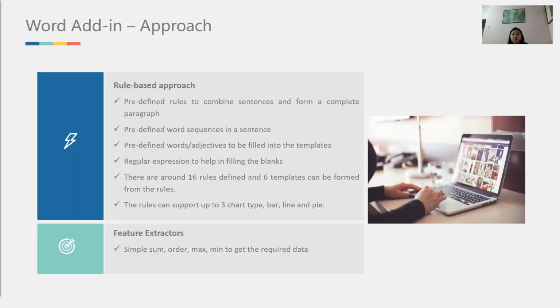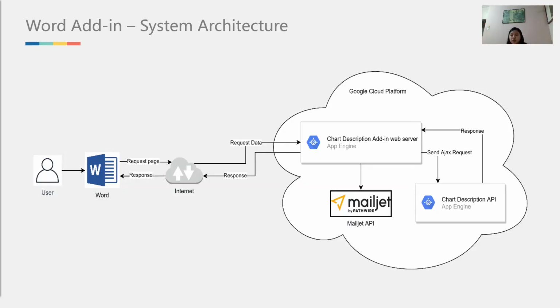The approach used in Word add-in is slightly different from expert search. It uses the rule-based text generations. There are around 16 predefined rules to define the structure of paragraph, and 6 templates can be formed from the sentence rules. Some features are developed to extract the minimum, maximum, and trend of the chart. Different from expert search, the trends involve the position of a data point and will describe the up and down in the chart. The diagram shows the architecture of Microsoft Office add-in.